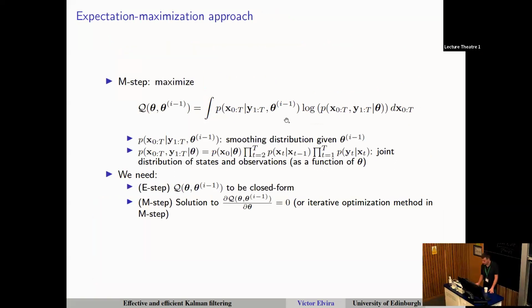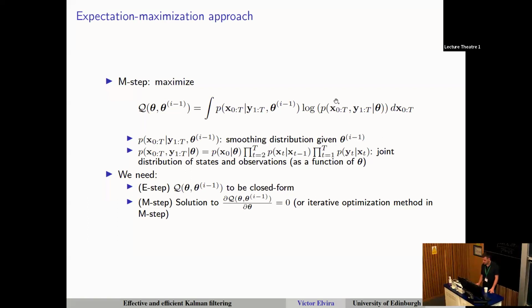So you have this function Q here that you try to maximize. Once again, this is going to be the smoothing distribution at the previous parameter.